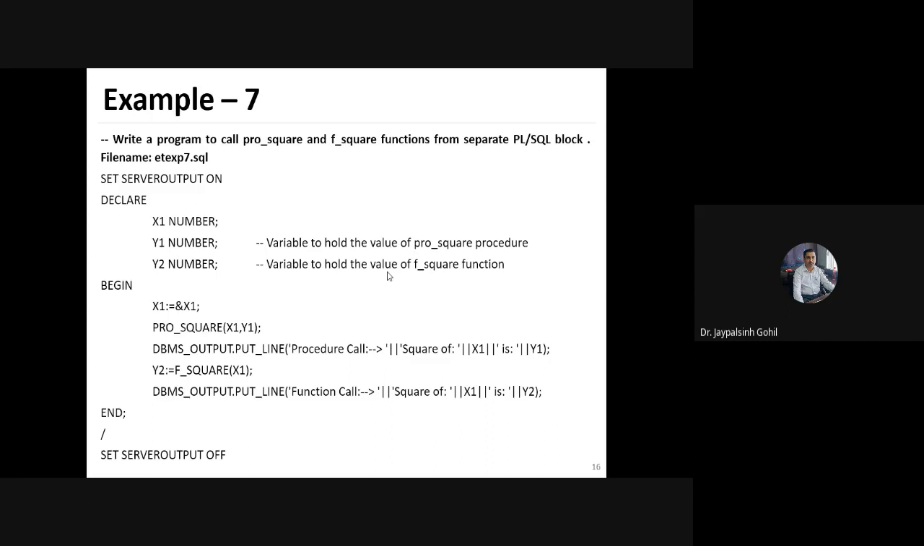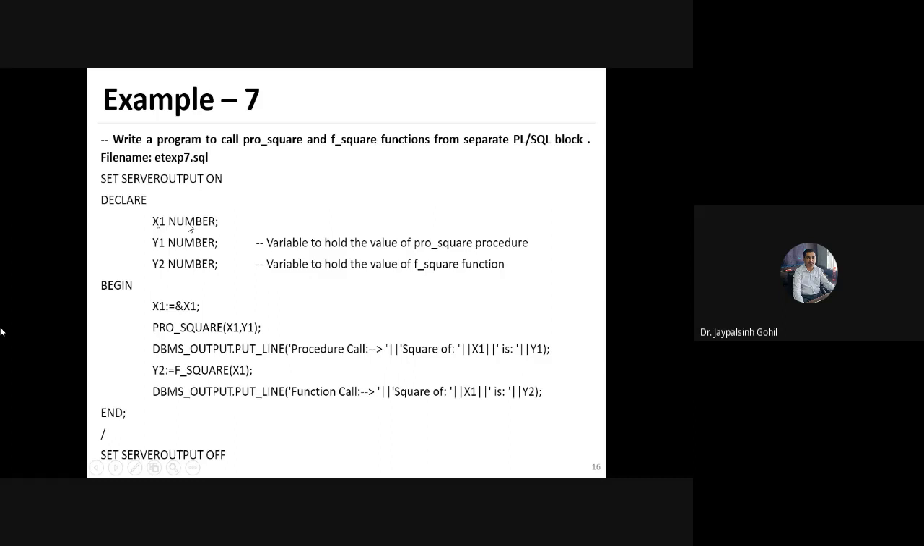See the definition. Write a program to call the procedure pro square, the first procedure that we have created, and f square, the function that we have written, from this block, right? So I'm trying to call one procedure and one function from this particular PL/SQL block. Remember, now we don't have the command line, so here you have to declare the variables, both in mode variables and out mode variables.